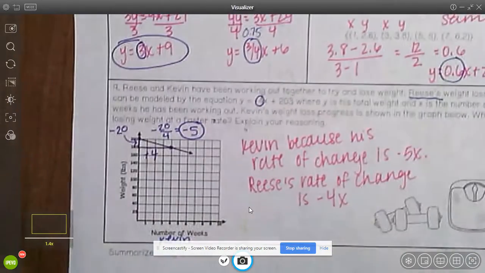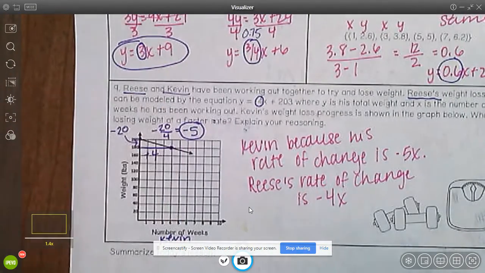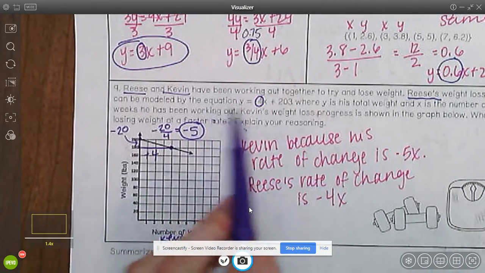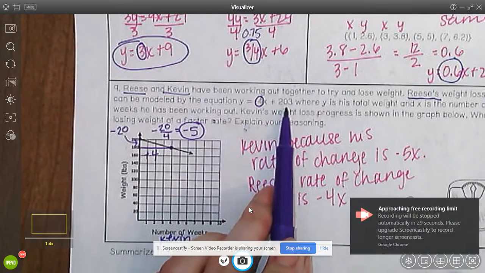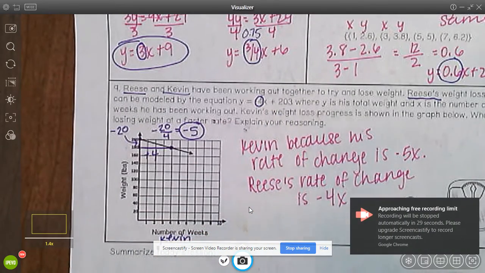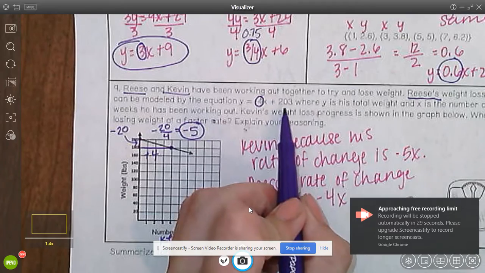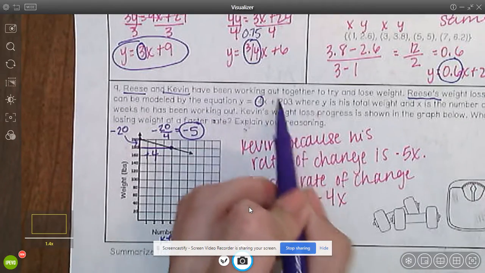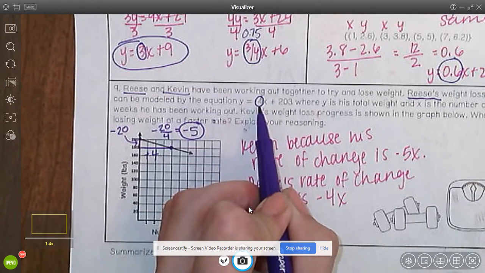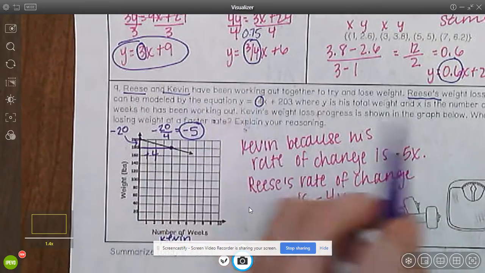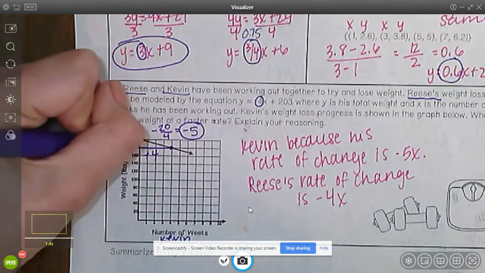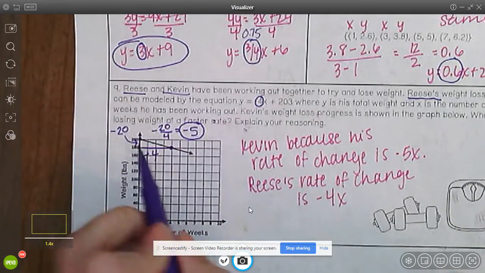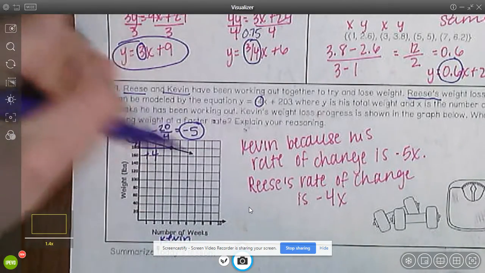Okay, for the last question, we have Reese and Kevin, who have been working out together to try and lose weight. Reese's weight loss can be modeled by the equation y equals negative 4x plus 203. So what this equation means, I only have 30 seconds, this equation means that his starting weight is 203 pounds and he's losing 4 pounds per week. Okay, and then Kevin's is shown here. Kevin's change in y was negative 20, change in x was 4, so his slope was negative 5.